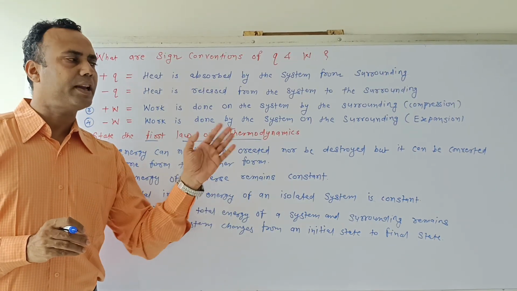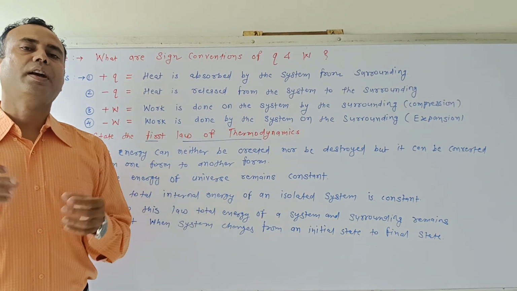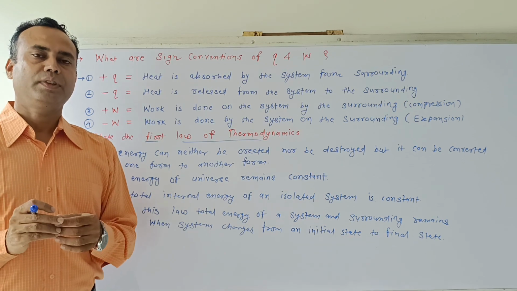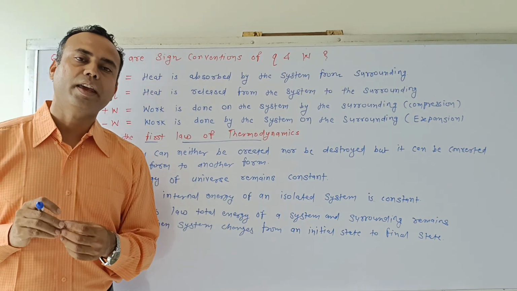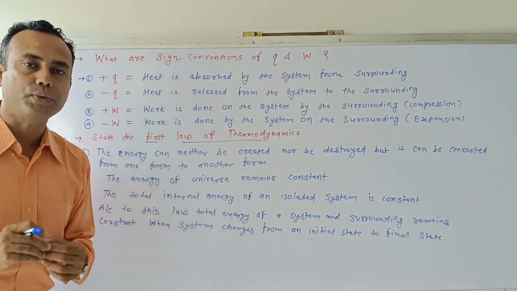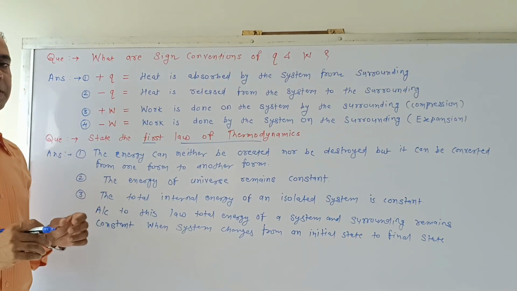Internal energy we will see later on. Internal energy means it is a kind of energy associated with matter. That is called as the internal energy. It is indicated by symbol U. So these are the 3 statements.